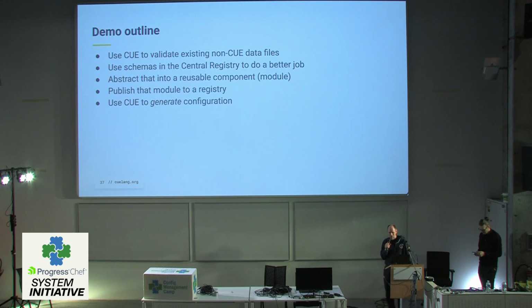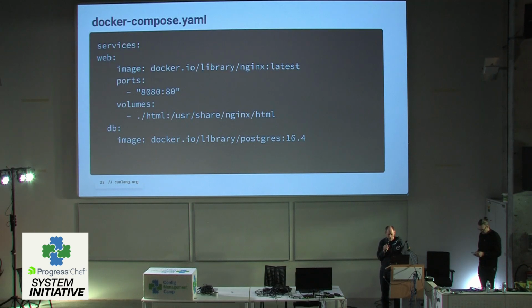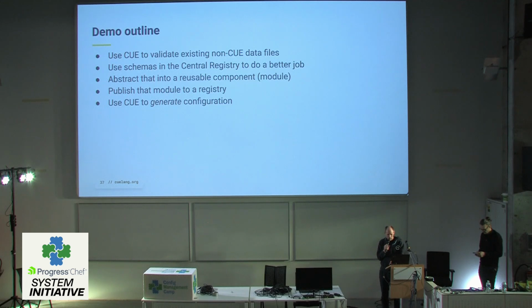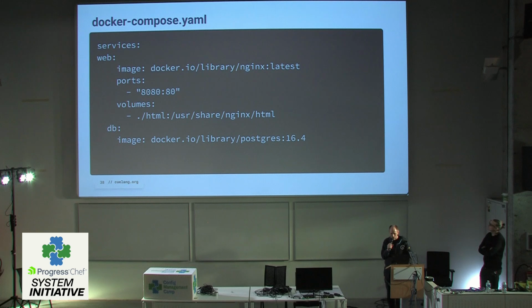That most people might be familiar with. And then I'm going to show how we can take some schemas from our central CUE registry to do a better job of that checking. We'll see how far we get with this, because I haven't actually run through this, so we'll see how far we actually get. But the aim is to abstract this into a reusable component, publish that to the registry, and then use CUE to perhaps generate the configuration. So this is the file that we start with, and this might be familiar to most.